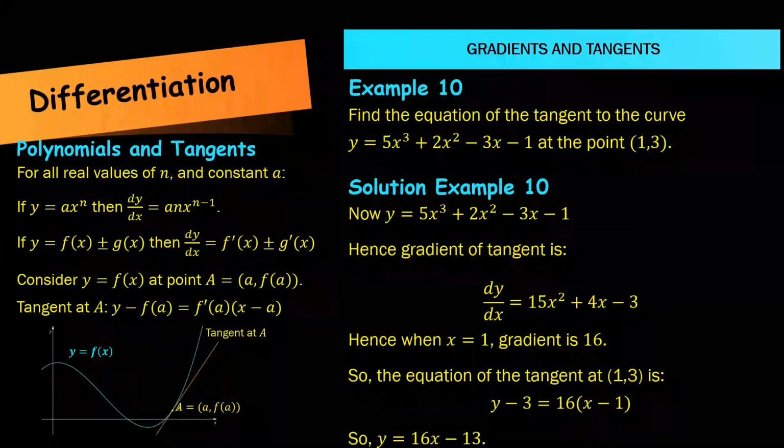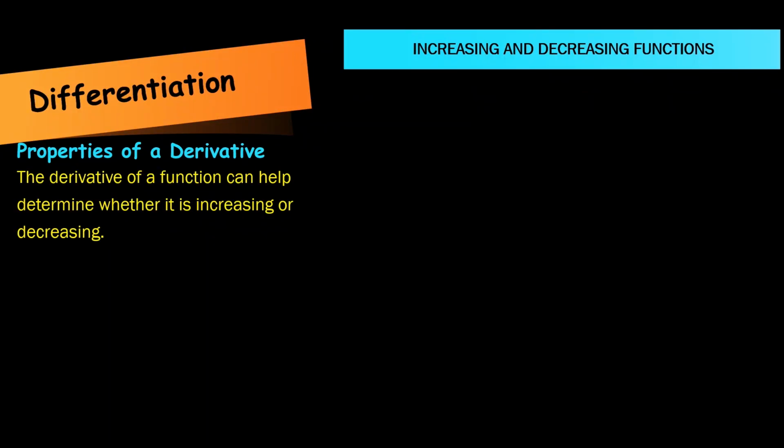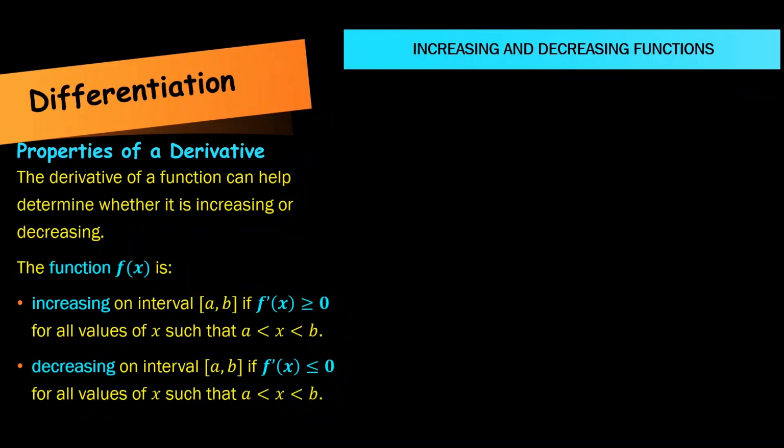The derivative of a function can help determine whether it is increasing or decreasing. The function f(x) is increasing on interval (a, b) if f'(x) is greater than or equal to 0 for all values of x such that a < x < b. And it is decreasing on interval (a, b) if f'(x) is less than or equal to 0 for all values of x such that a < x < b.